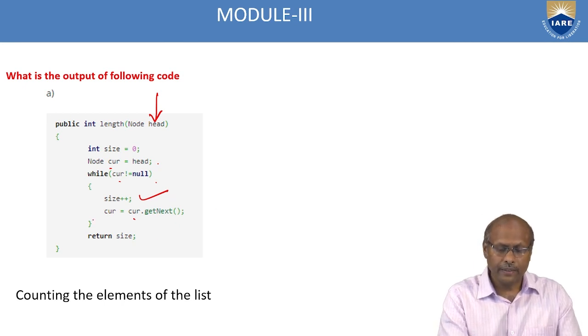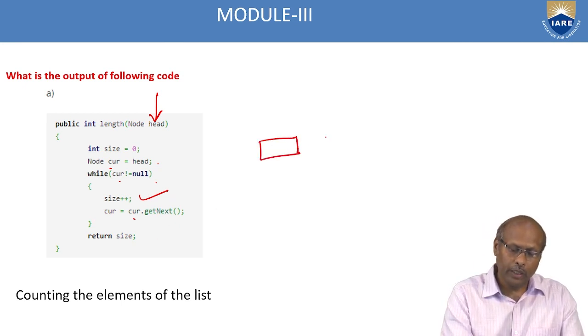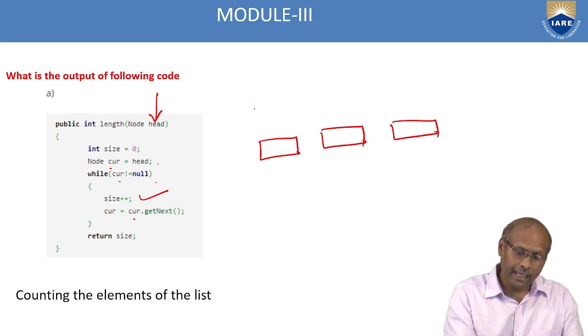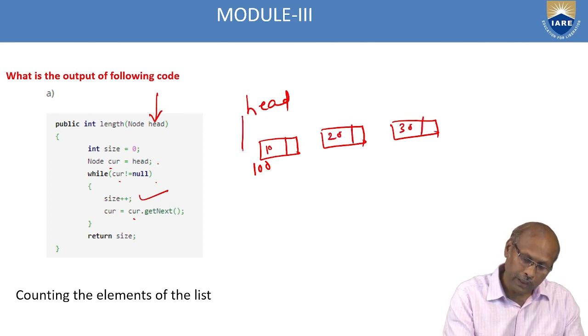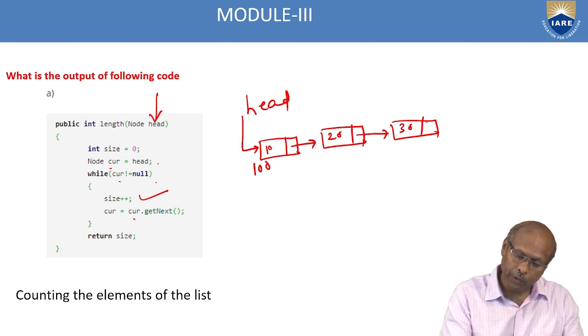It goes to the next node. Assume you have some 3 nodes. Initially, I got the starting address, head. Head is pointing to the first node, with some data, 10. The second node contains 20. The third node contains 30. Now here, head is pointing to the first node, this is pointing to the second node, and this is pointing to the third node, and this is pointing to null.